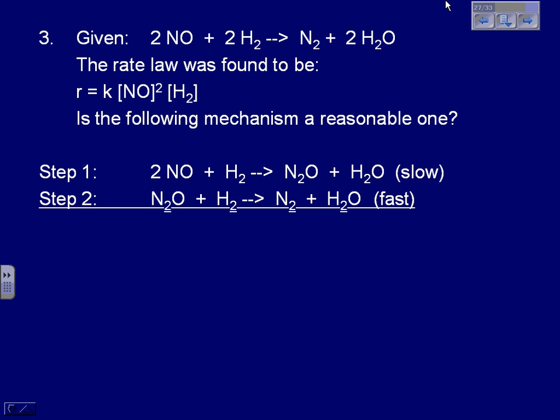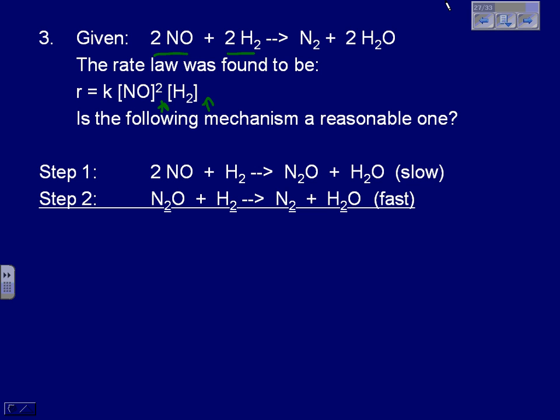So here we've got another reaction. 2NO plus 2H2. Not likely happening in one step. 4 particles, that's not going to happen. Here we've got N2 and 2H2O. And we're told the rate law. We're looking at the number 2 right there, and we're looking at the number 1 right there. Is the following mechanism a reasonable one?